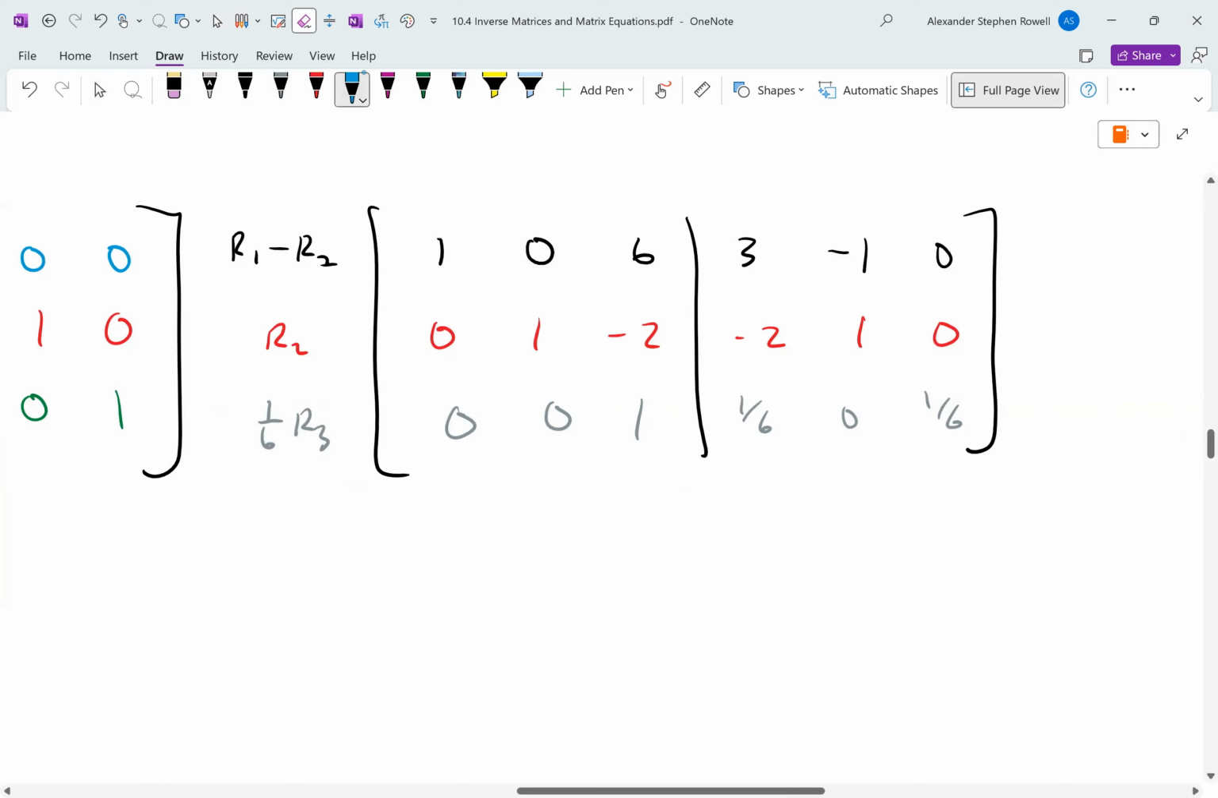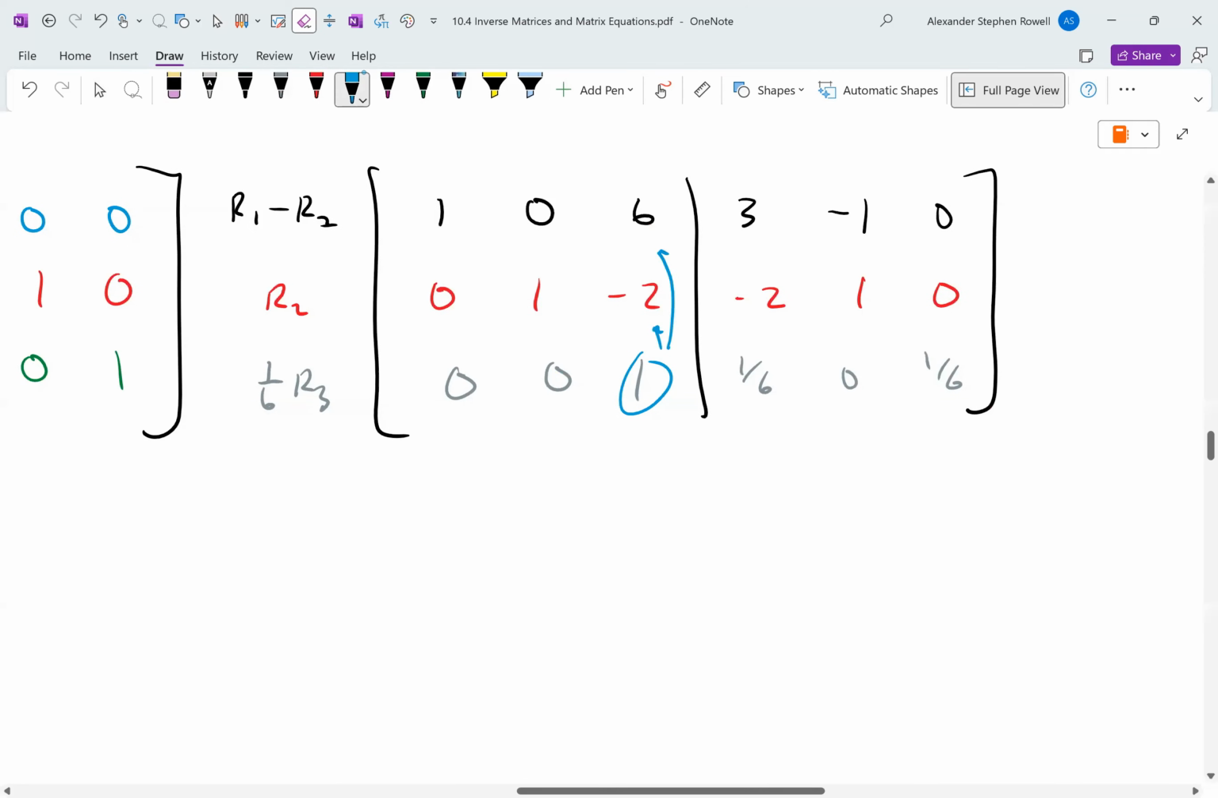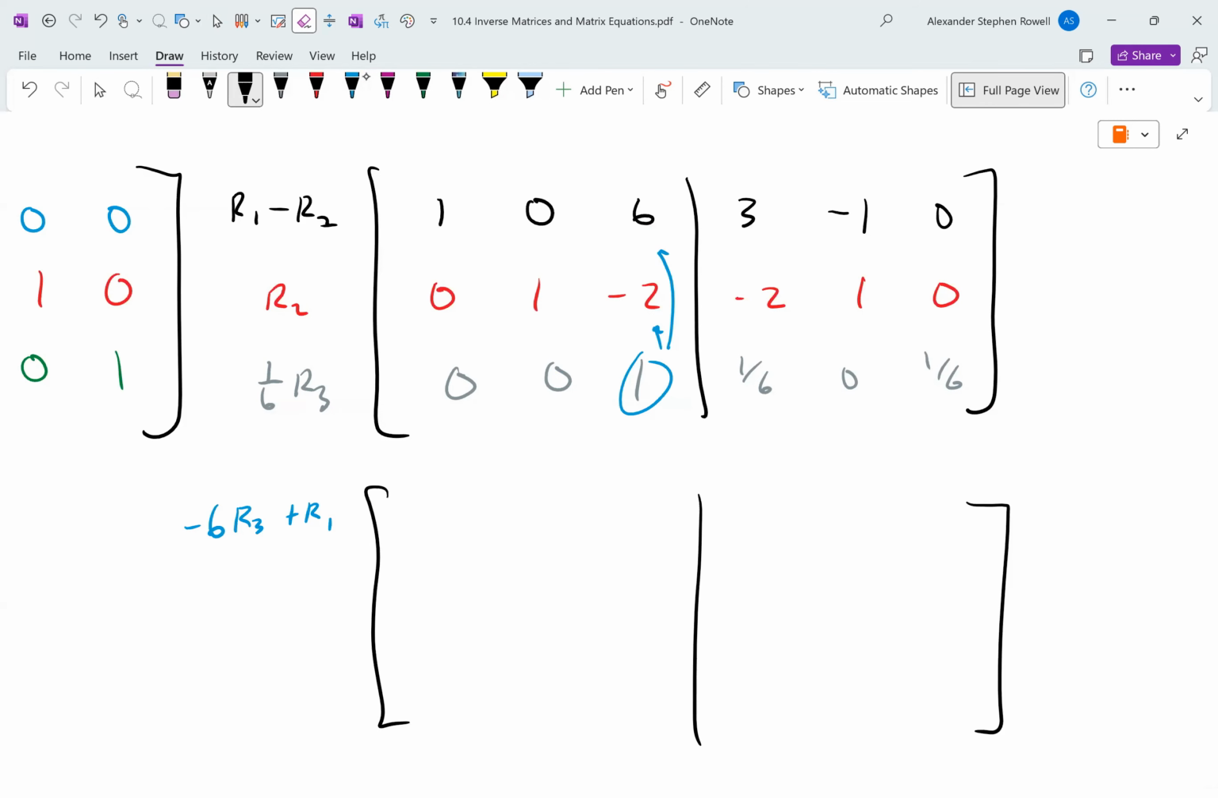Now it remains to use this 1 to make these zeros. So -6 row 3 plus row 1. Unfortunately, fractions will not always be avoidable in these problems. 1, 0, 0. Then I have 3 minus 1 is 2, minus 1, minus 1.